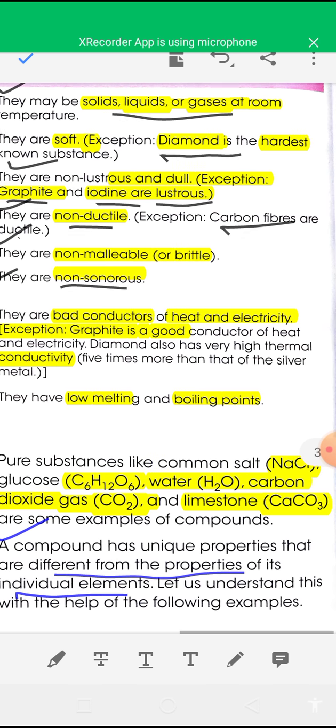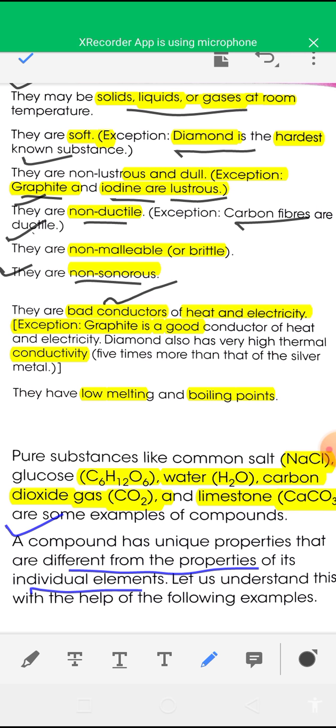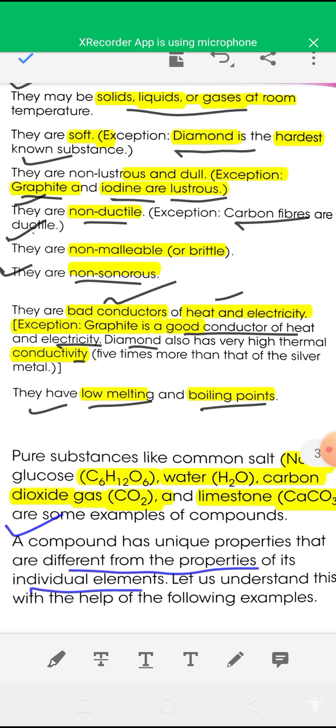Non-metals are very bad conductors of heat and electricity. The exception is graphite: it is a non-metal, although it is a good conductor of heat and electricity. Similarly, diamond, which is a non-metal, has very high thermal conductivity. And non-metals have low melting and boiling points. So these are the characteristics of non-metals.